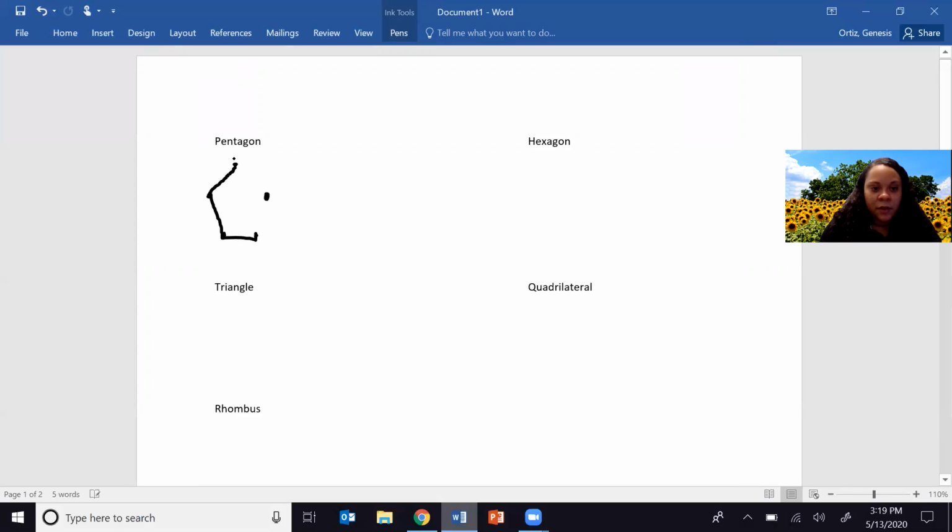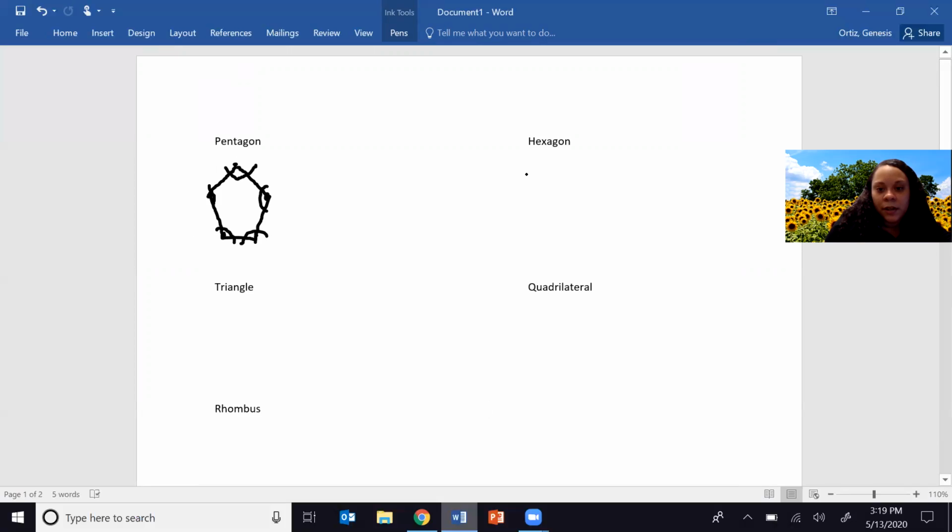So as you can see, I just went ahead and kind of dotted my vertices. Mine is not perfect because I'm on the computer, but I knew that a pentagon had 5 vertices. So I went ahead and marked my vertices, connected it to make my sides. And of course I automatically have my 5 angles.